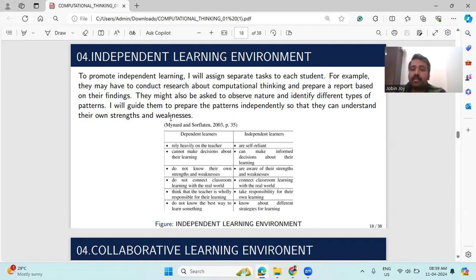The next point is that there are different strategies for learning. If you are an independent learner, you will find the best strategies to learn something. But dependent learners don't know the best way to learn something. If you know the best strategy to learn something, then you can easily learn that concept very systematically. So how to identify the strategy? Through a research-oriented activity. If you are doing some research-oriented activity, then you will identify the different strategies for learning.